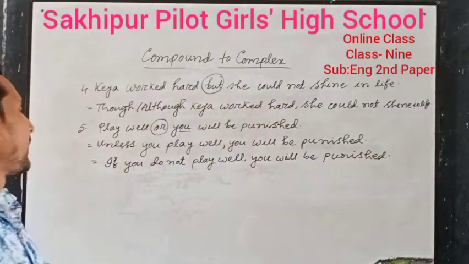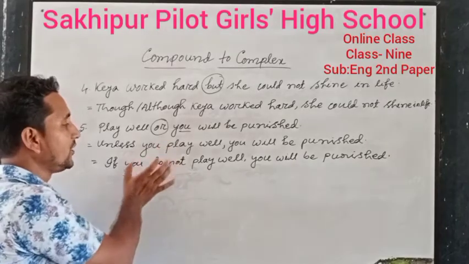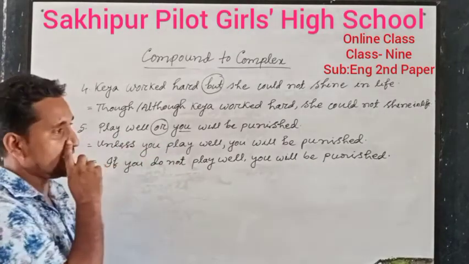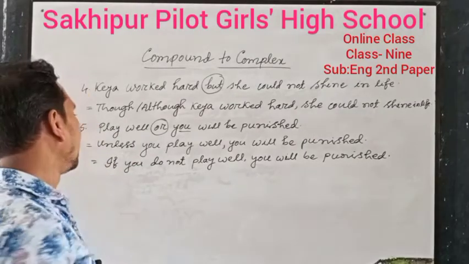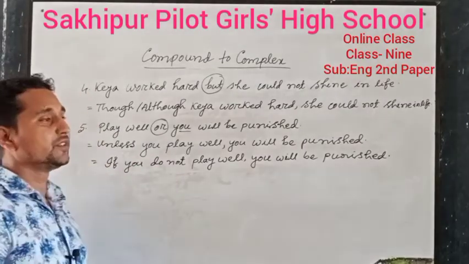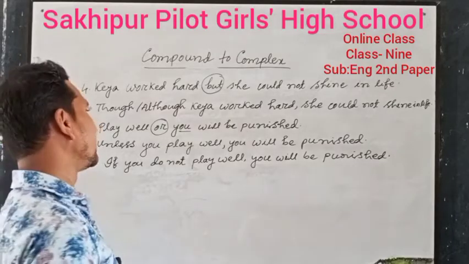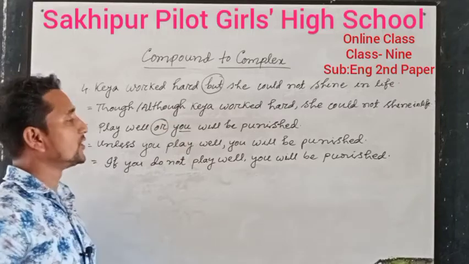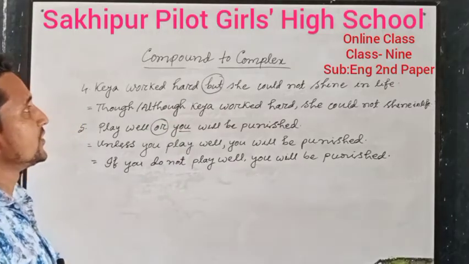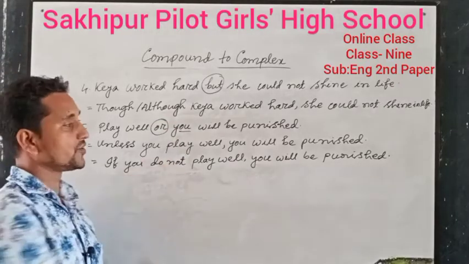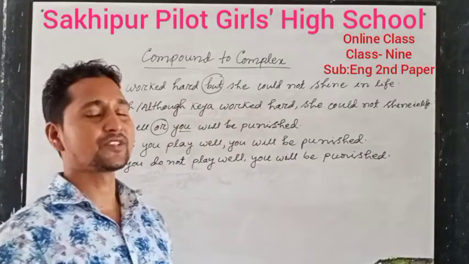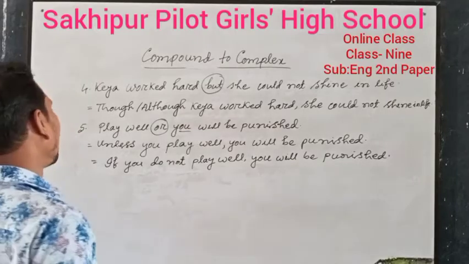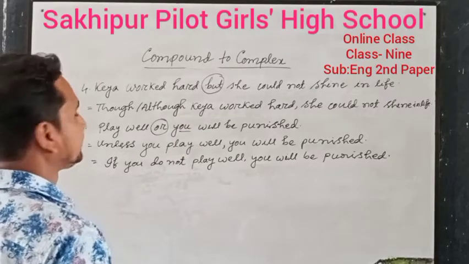Both are right. You can write in this way, you can write in this way. Because unless here expresses negative meaning, and in this clause also negative meaning is expressed. That means if the compound sentence is connected with or, if we are to change into complex, the first clause will have to express negative meaning. Are you clear? Okay. Now to another rule, rule 6.